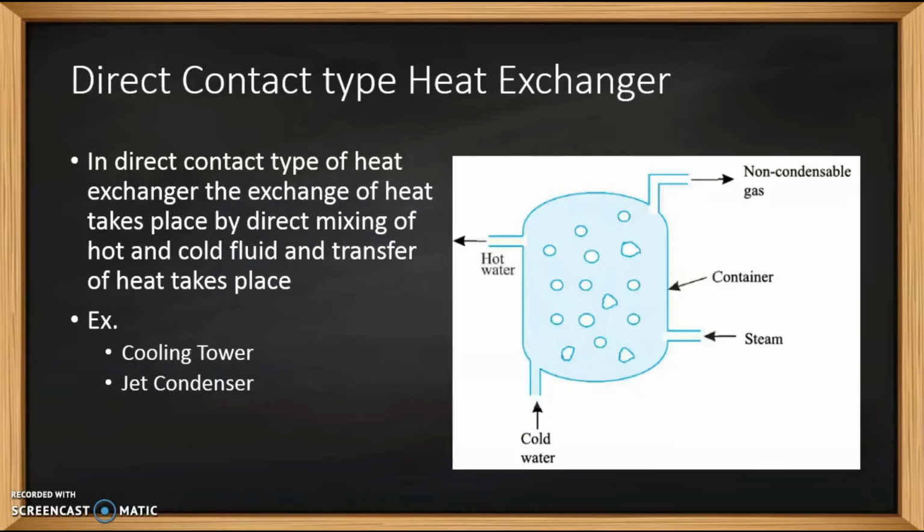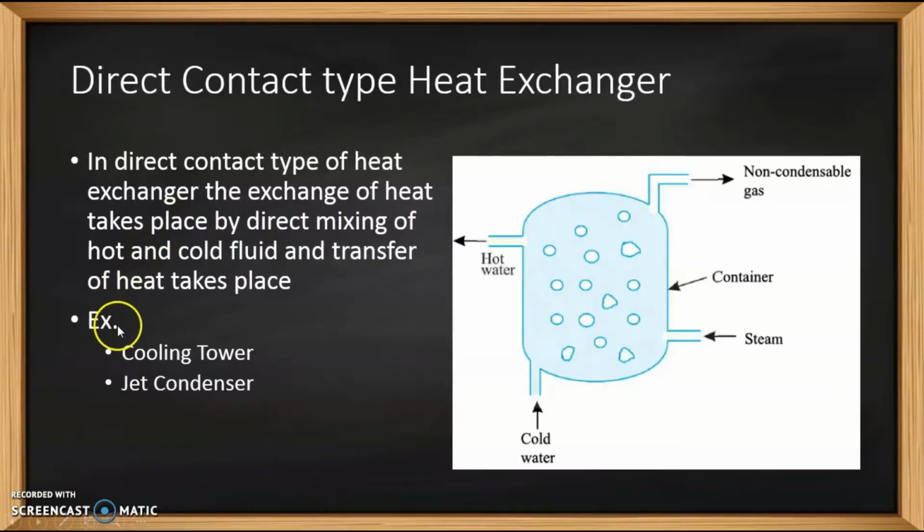Here we have one example: steam is coming from the bottom and the non-condensable gases are moving out from the top. Similarly, the other fluid, cold water, comes in over here and absorbs the heat from the steam, and the steam is converted into non-condensable gases, and the hot water comes out from this other end. So this is the phenomenon that happens in a direct contact type of heat exchanger.